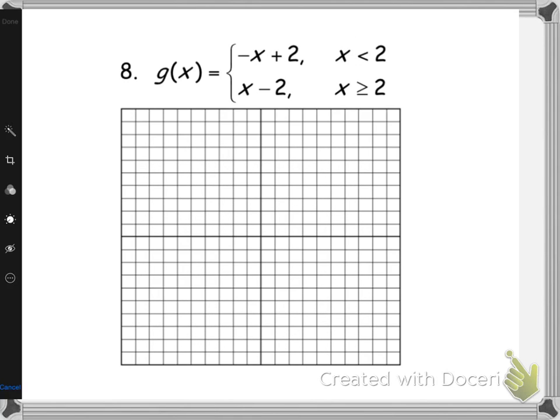I'll shrink this down a little for myself. Let's take a look at it. You know how to graph negative x plus 2, and you know how to graph x minus 2. And so if you were to actually graph those here, you would have a system of equations, right? You would have two lines. They would intersect at a given point.